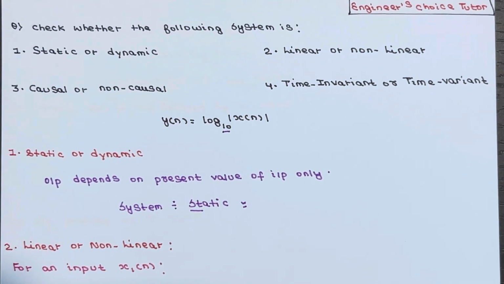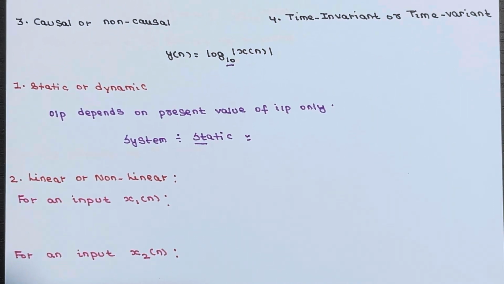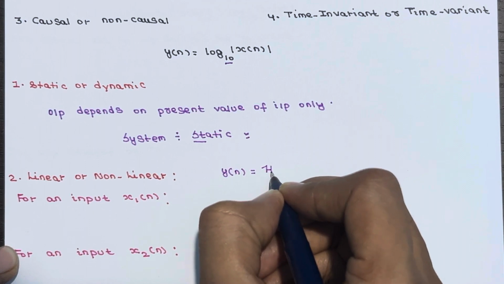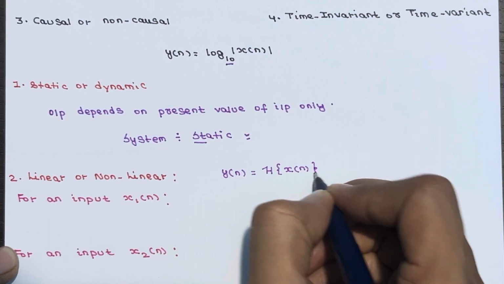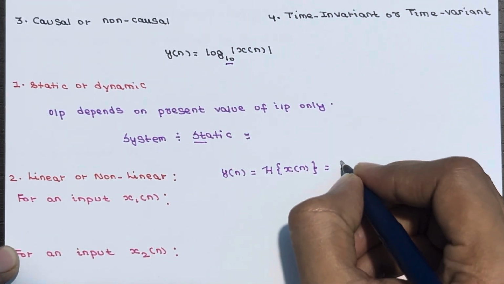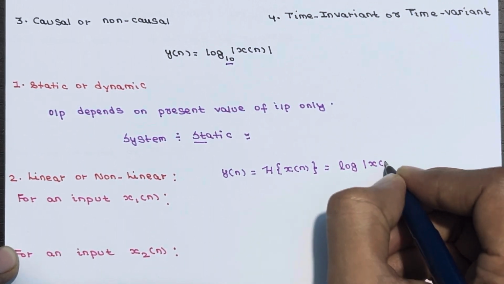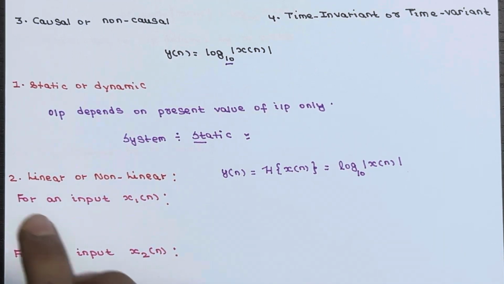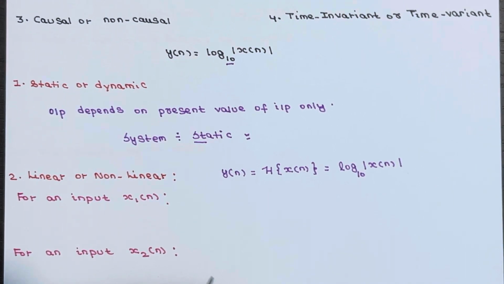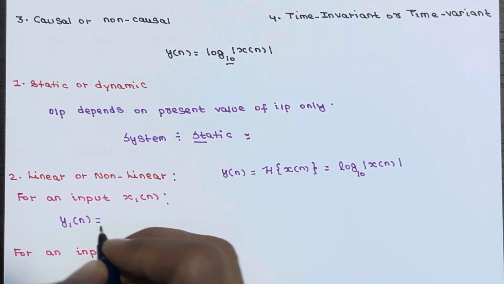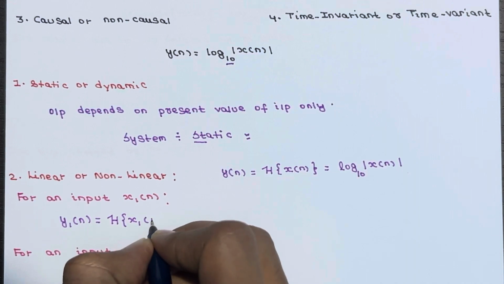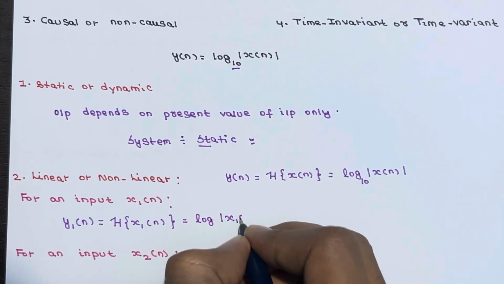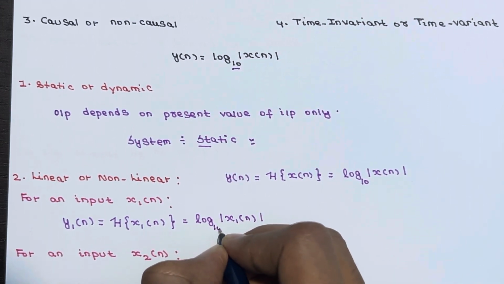Now let's move to the next and see whether it is linear or non-linear. So we know y of n is basically a transform of x of n, and y of n is log mod of x of n to the base 10, correct? So now we have to check for linearity. For an input x1 of n, what will be the output? Y1 of n, which is nothing but the transform of x1 of n, which is equal to log mod x1 of n to the base 10. Hope it is clear to you.